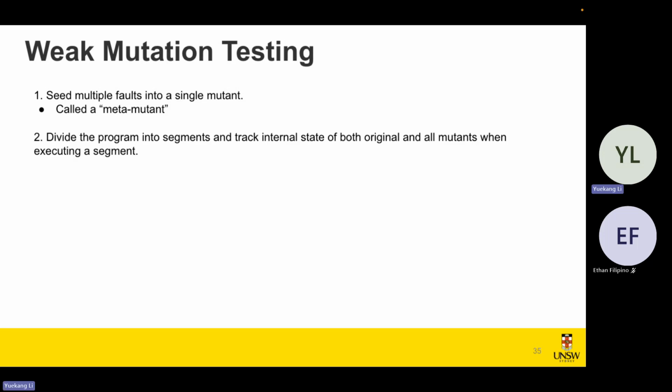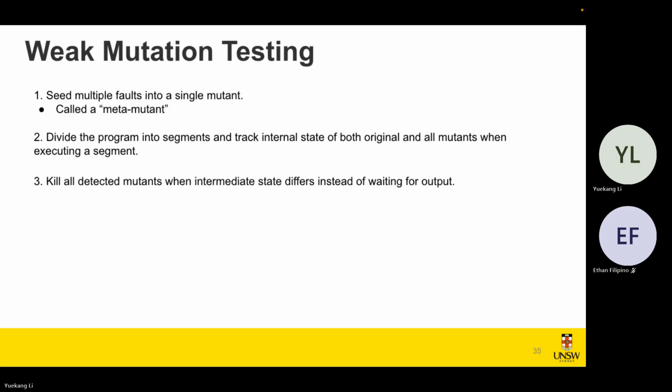So what we need to do is divide the program into segments and track the internal states of both the original program and all the mutants when executing that segment. And we kill the detected mutants when the intermediate values don't match, rather than waiting for the whole output. This can also help us to decrease the number of test executions.